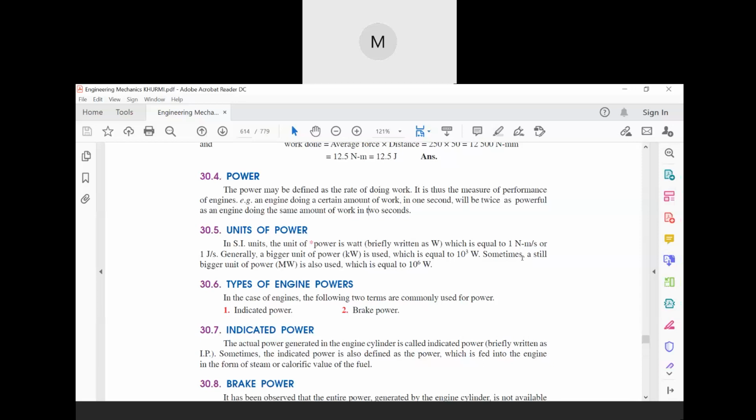Now in power, we generally use kilowatt, megawatt, these things. I think you have all heard in electricity distribution, or maybe in dams, or in power plants, some megawatt power plant, some kilowatt power plant. These are higher units, so you use kilo, mega. So 1 kilowatt is equal to 10 to the power 3 watt, and 1 megawatt is equal to 10 to the power 6 watt.